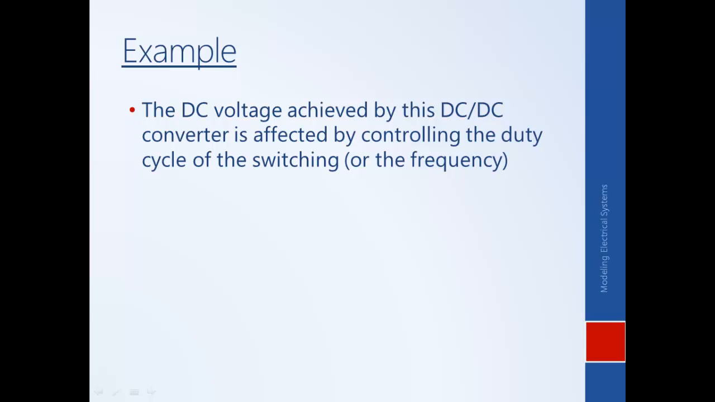In practice, the DC voltage, the level of boost that's achieved, is affected by, one way to affect it is by changing the frequency. In reality, the way that these are operated is generally the frequency is kept constant, and what's changed is the duty cycle. That is, the percentage of time that the switch is on or the switch is closed as compared to the total period.